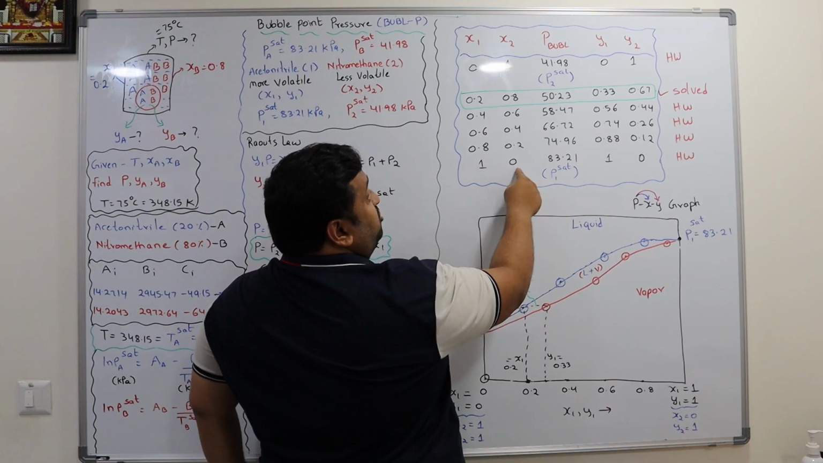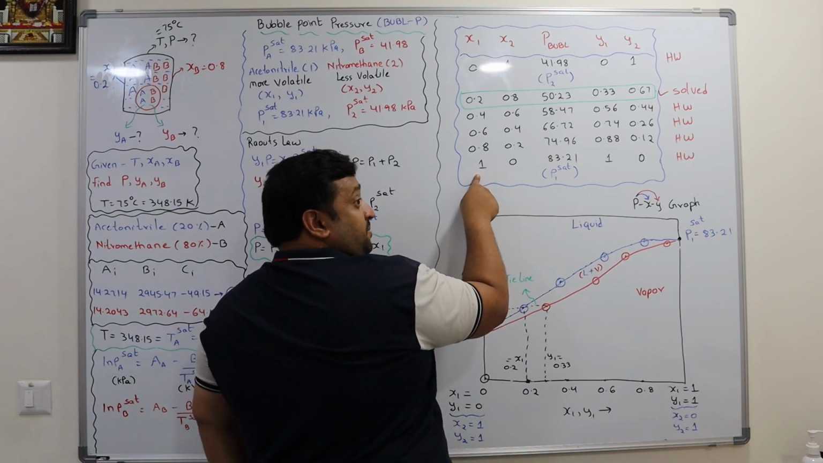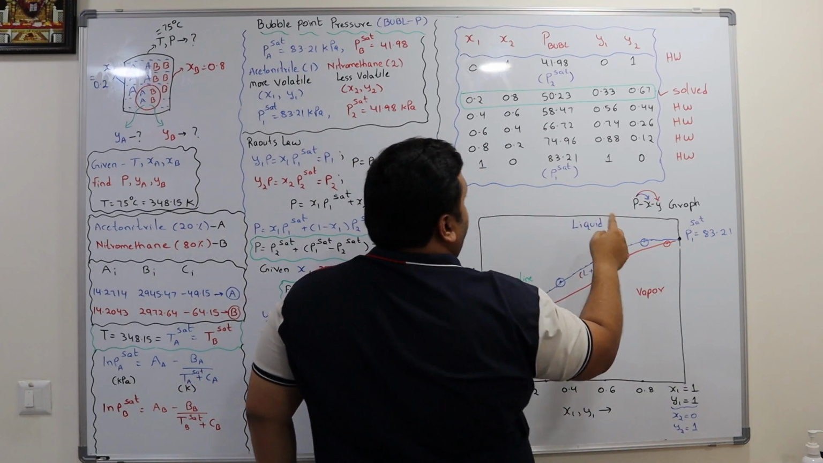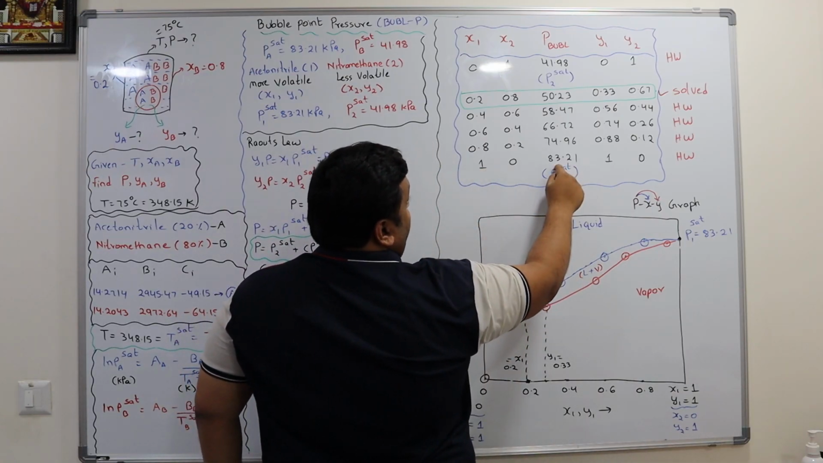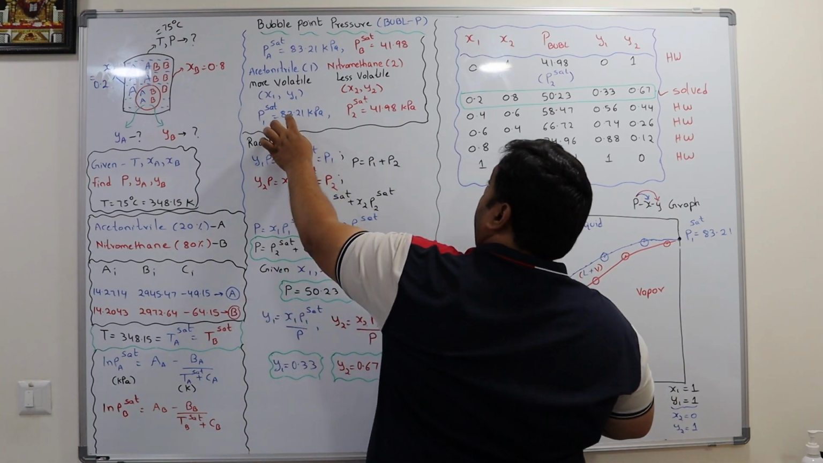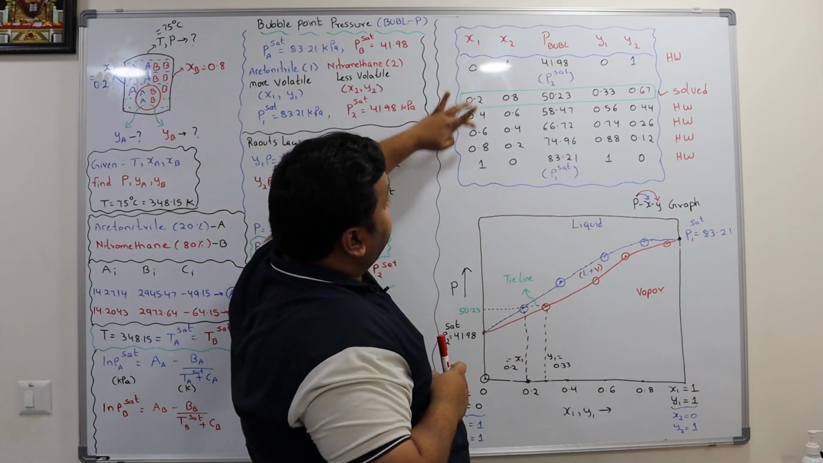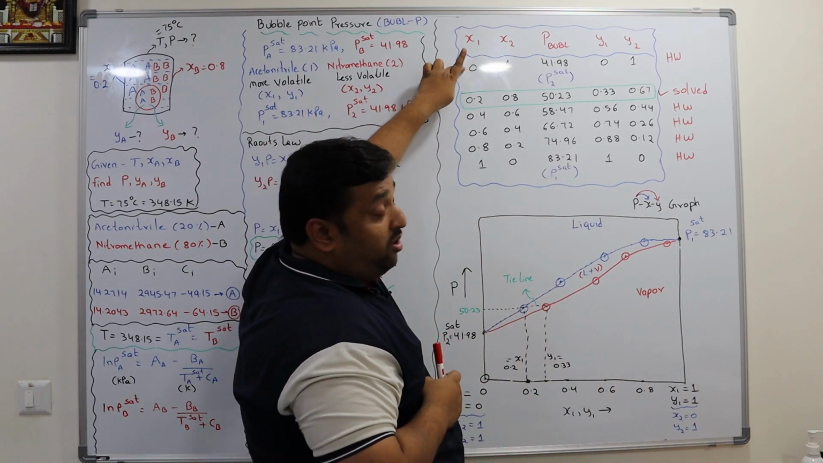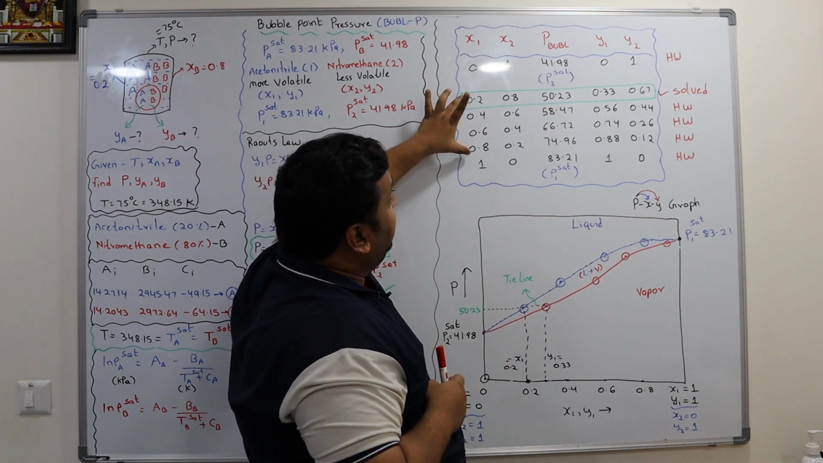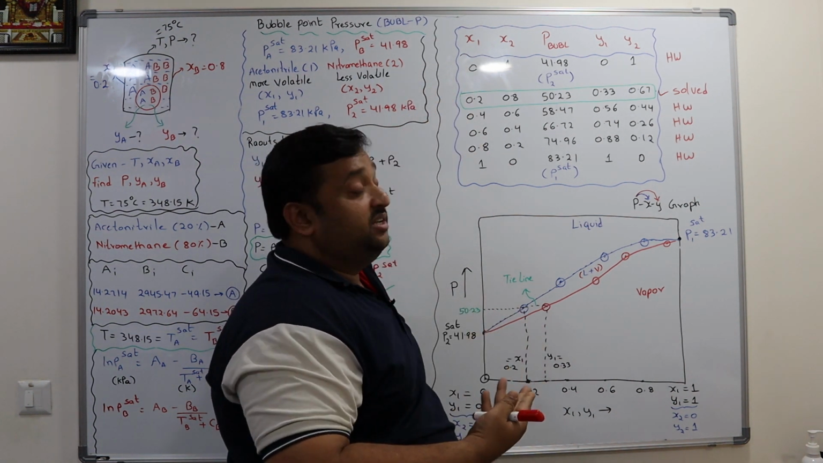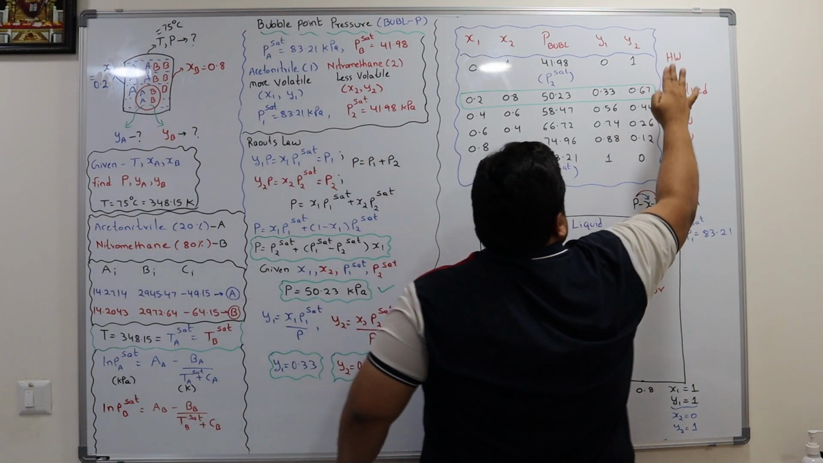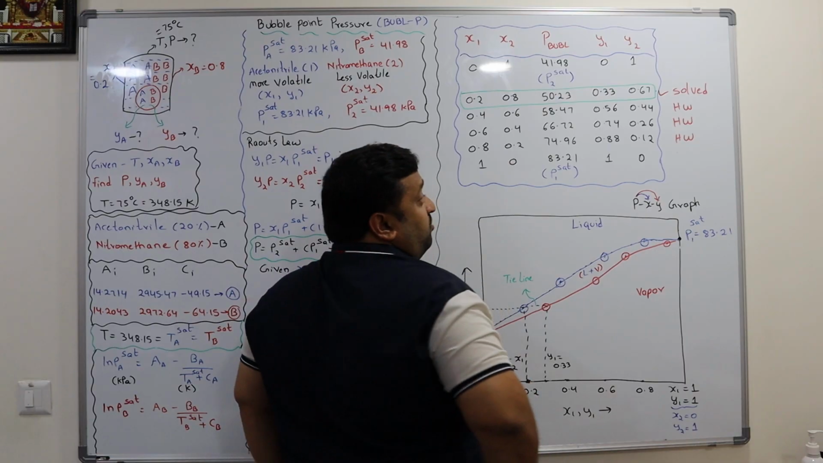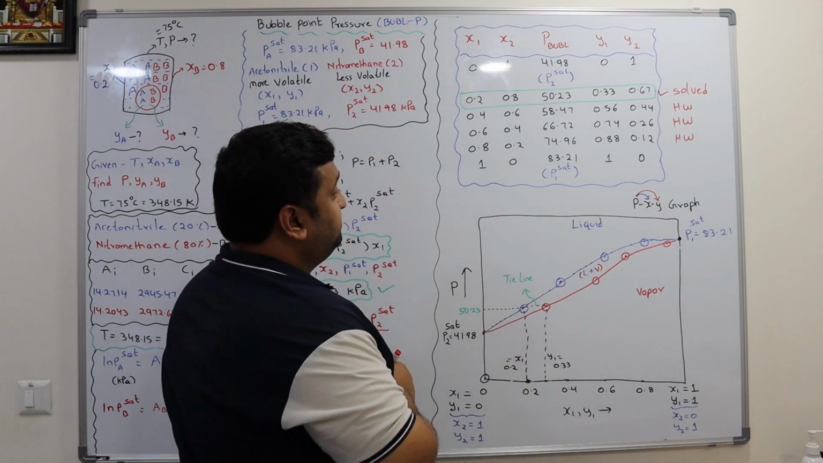x1 equal to 1, x2 equal to 0 means it is for the pure acetonitrile. Okay, acetonitrile, and you can see bubble point 83.21, which is already calculated. The corners, the first one and last one of this, are for the pure components, and in between these there are mixtures. This is solved. Rest everything, I mean to say that you can do as homework, the other three.